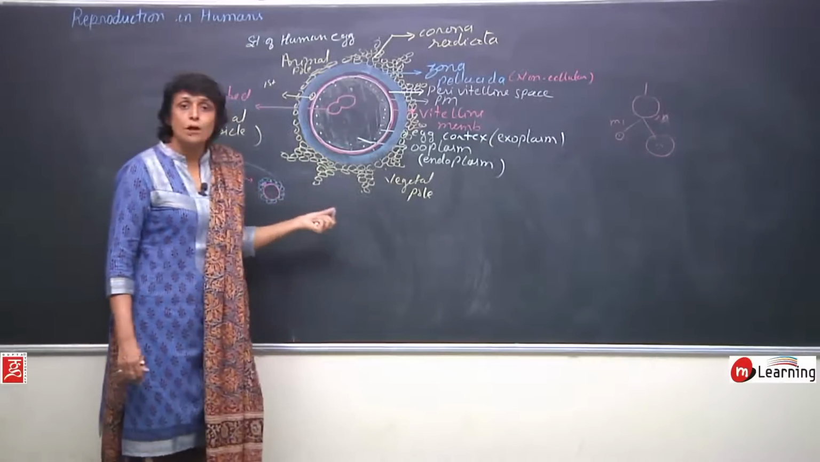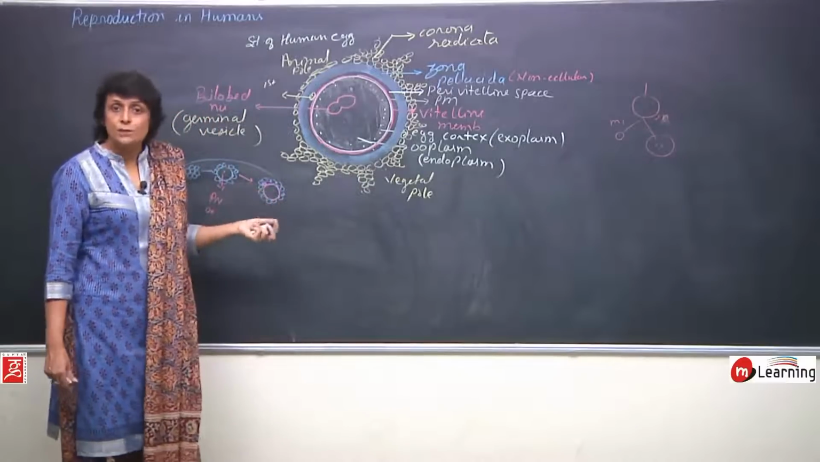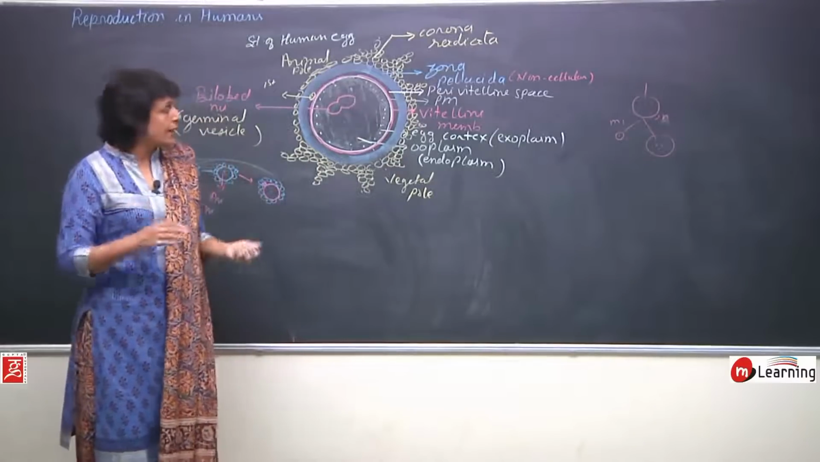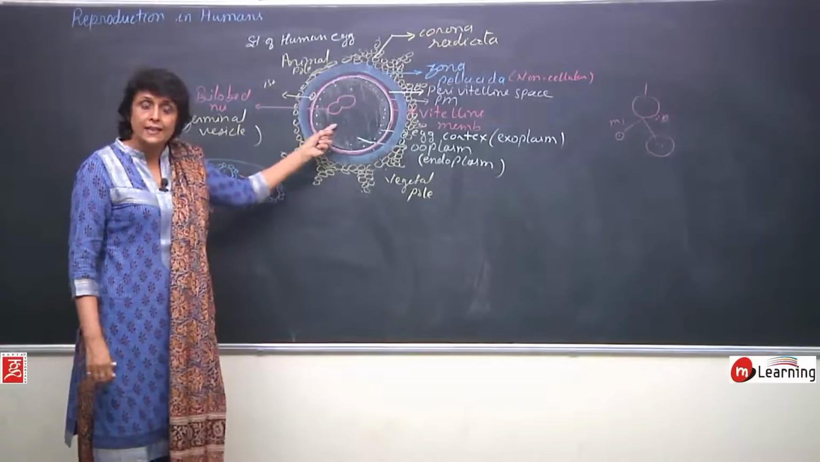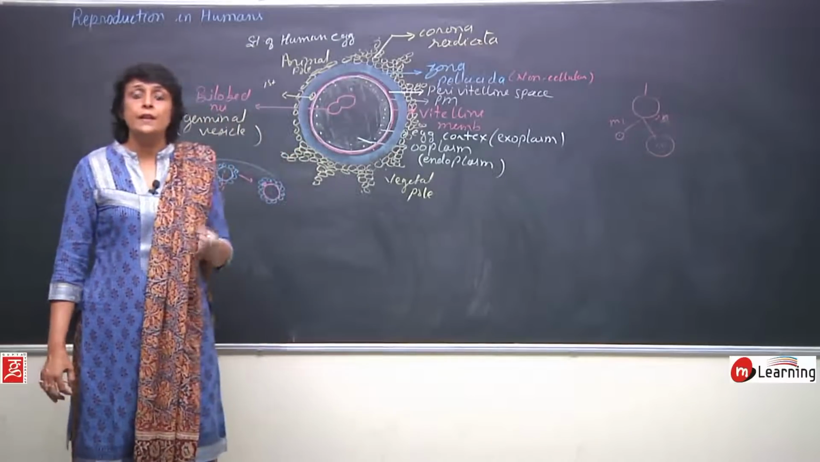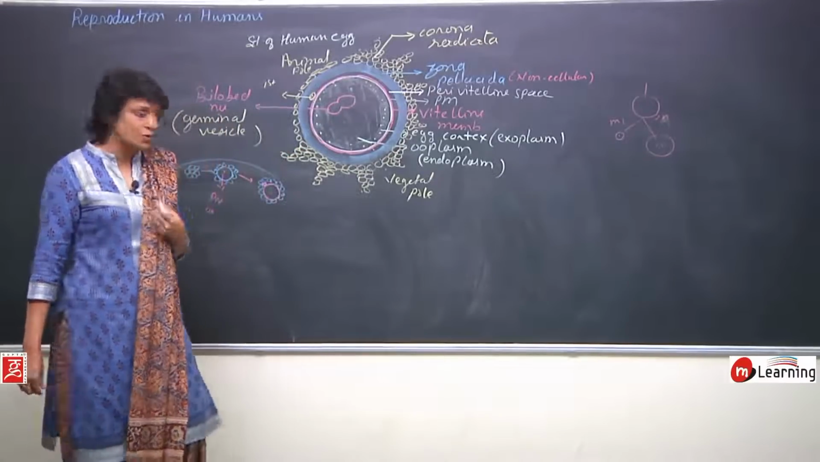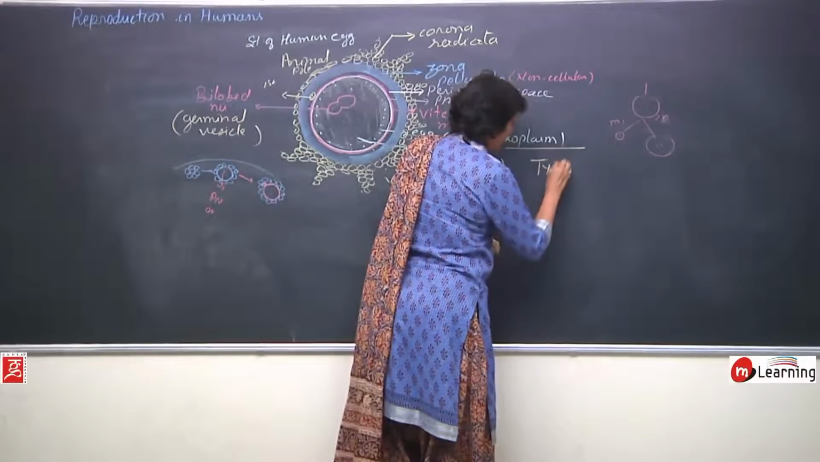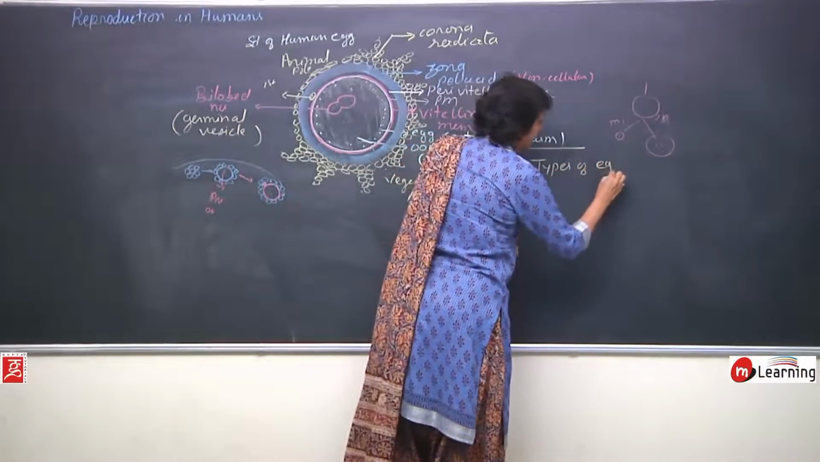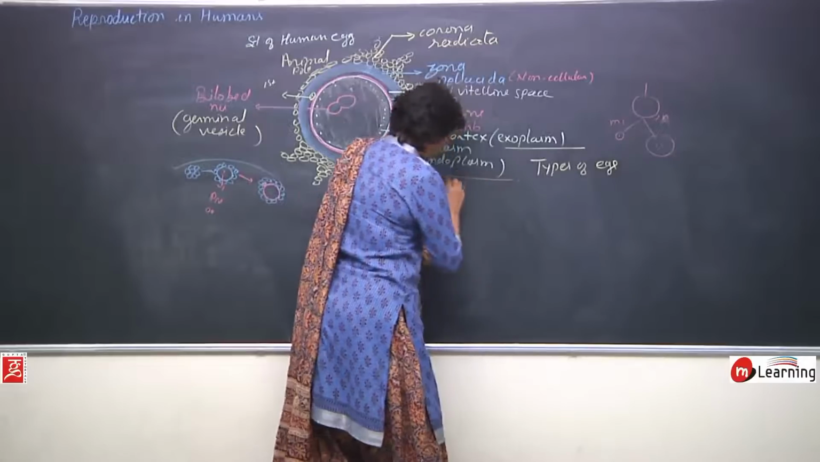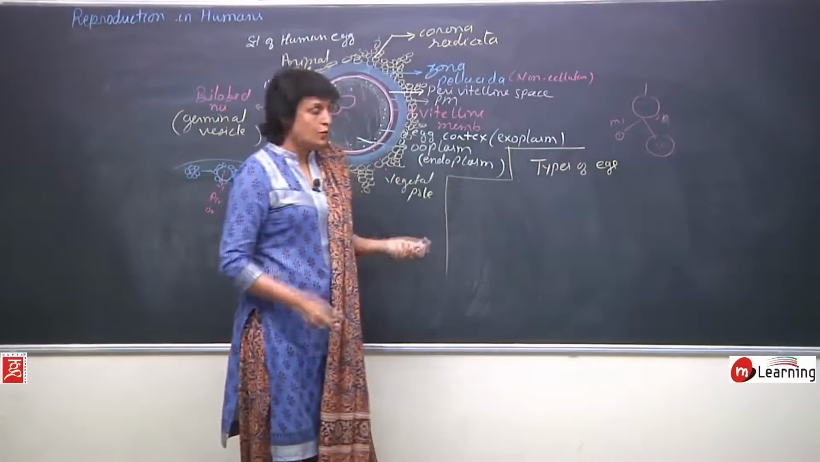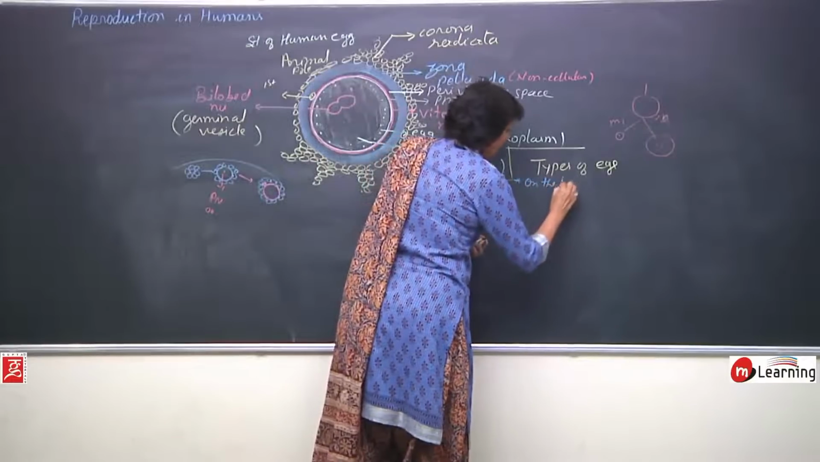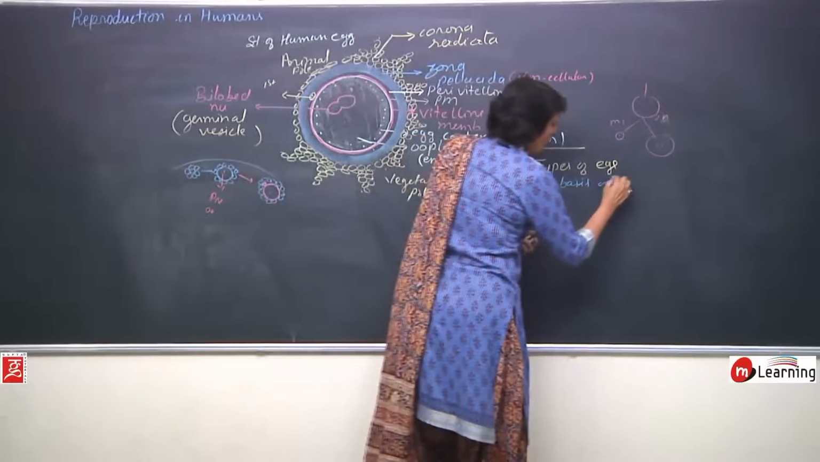Now let us also talk about the types of eggs. Types not in the sense of eggs containing some other thing. All eggs are eggs. They differ only in their yolk content or distribution of yolk. So if we talk about the types of eggs, the basis on which we are seeing the types is yolk content.